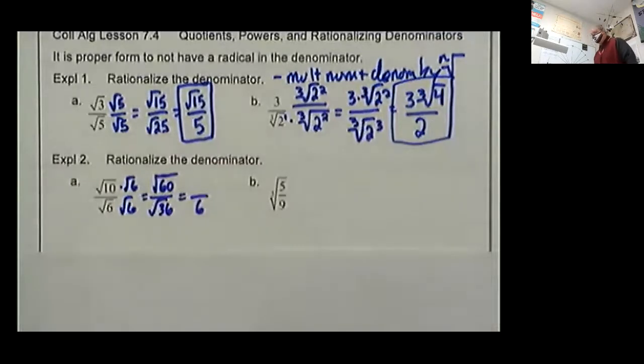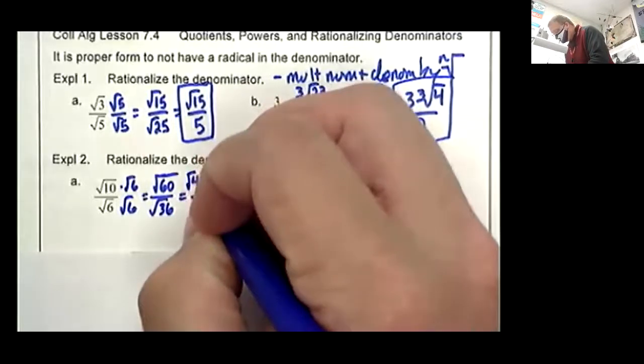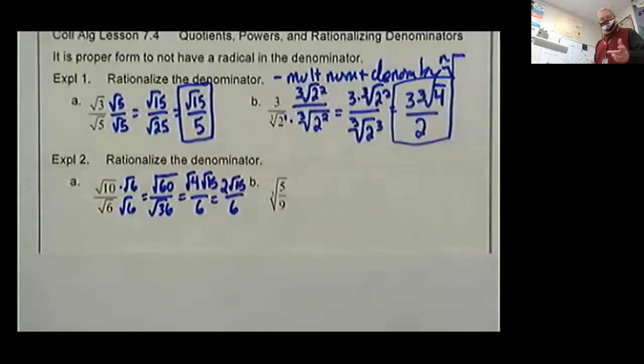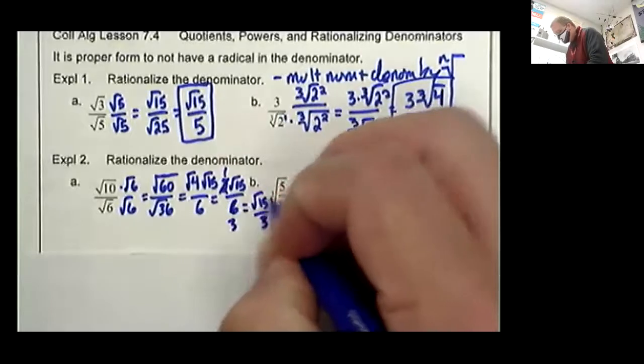Root 60, what's the biggest perfect square in 60? That's 4. So that's square root of 4 times square root of 15, which is 2 square root of 15 over 6. And then the 2 and the 6 simplify, leaving a 1 and a 3. So our answer is the square root of 15 over 3.